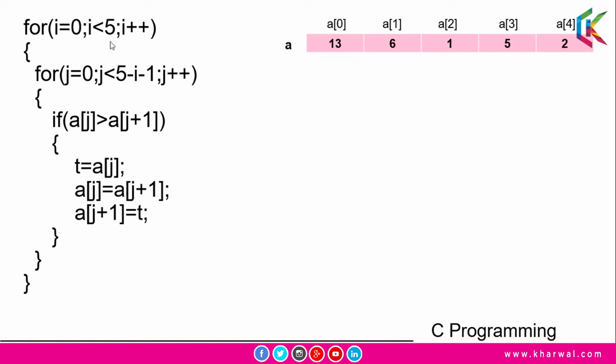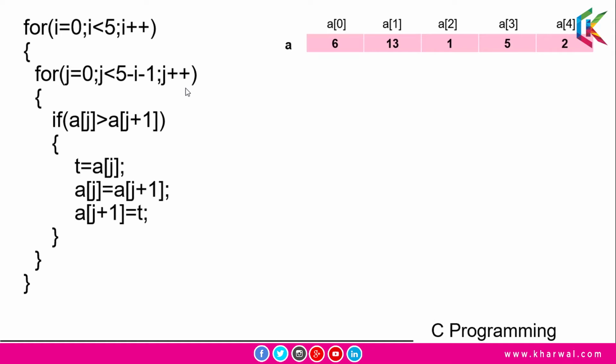So initially when the value of i is 0 and 0 less than 5 and this condition is true, so control will be transferred to this for loop of j where j equals 0 and 0 less than 5 minus i minus 1, so it will be 4. So 0 less than 4 and this condition is true, then it will check this condition. So a of 0 greater than a of 1 and this is true because 13 is greater than 6. So these values will be swapped like this.